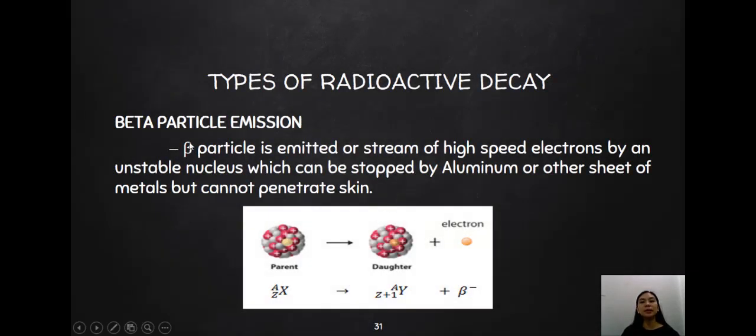Next one is your beta particle emission. When we say beta particle emission, it has this symbol, yung beta symbol. A beta particle is emitted, a stream of high-speed electrons by an unstable nucleus, which can be stopped by aluminum or other sheets of metal but cannot penetrate the skin. So, kung ito yung parent nuclide mo, maglalabas siya ng beta particle or an electron. So, electron yung kanyang i-emit. Such that, if this is the electron, i-determine mo lang yung magiging daughter nung parent.